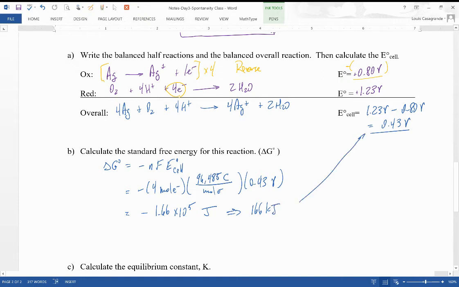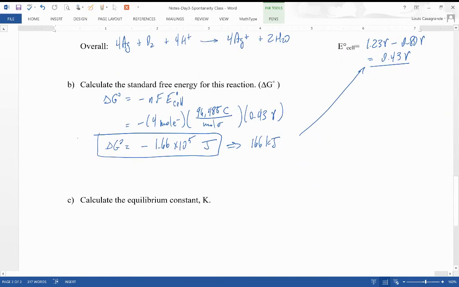And compare that to the E cell. It's a relatively small cell voltage, gives us very large delta G naught. So the relationship between delta G naught and E naught is simple to use.